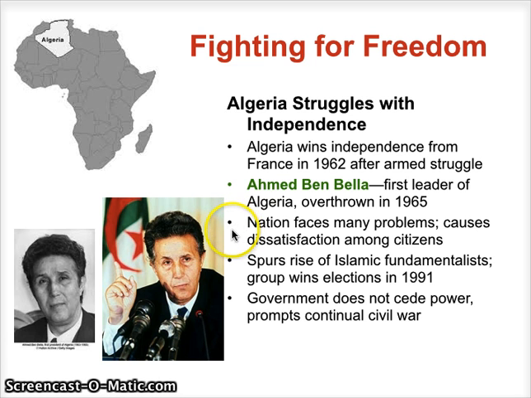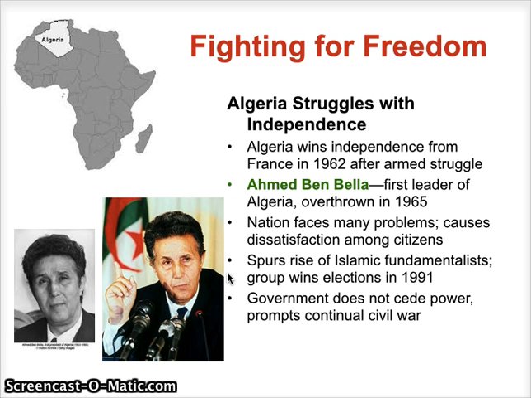After Ben Bella is ousted, we have a series of problems in Algeria. Basically, they're trying to industrialize and they're trying to gain more for their economy. And there's a general dissatisfaction among the citizens. The other thing that starts to happen in Algeria is we see the rise of Islamic fundamentalism. Now, this is sort of Islamic radicals.